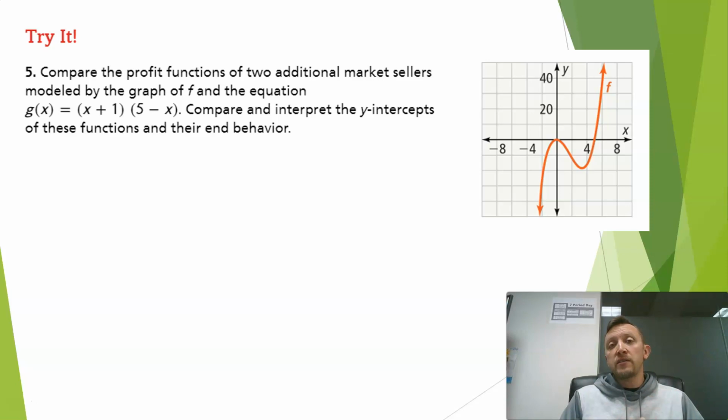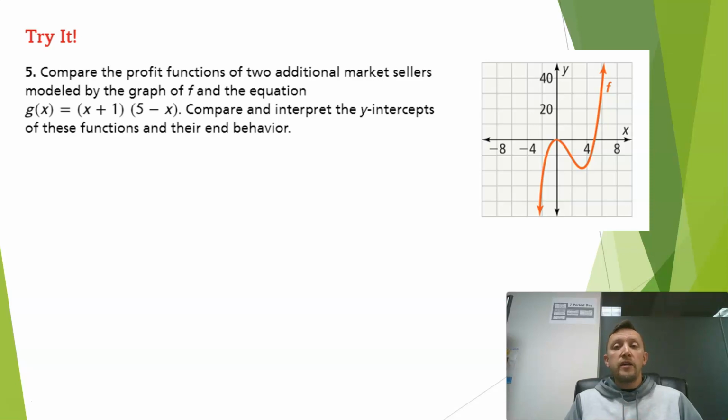The function g of x is a different profit function where we have x plus 1 times 5 minus x. I want you to multiply those together so you can easily see where the y-intercept would be and what the end behavior for that function would be. Then we're going to figure out which profit function would be a better one in the long run. So why don't you pause this video and find those pieces, and we'll discuss what your answers mean after you find those.